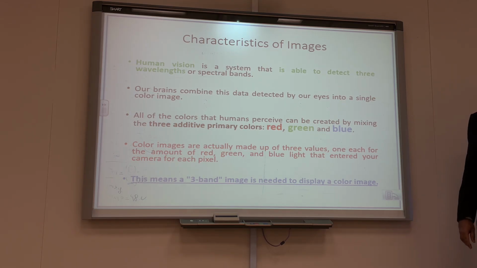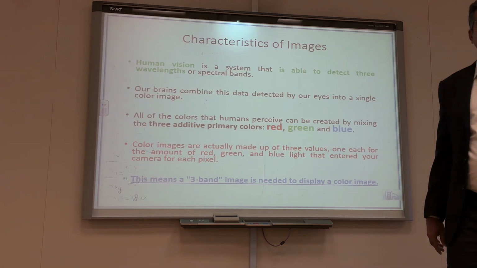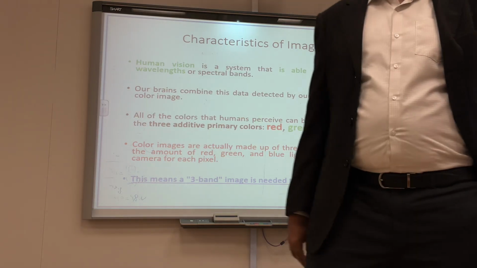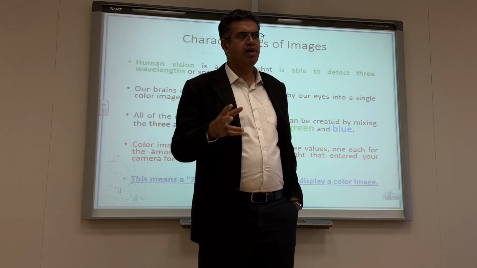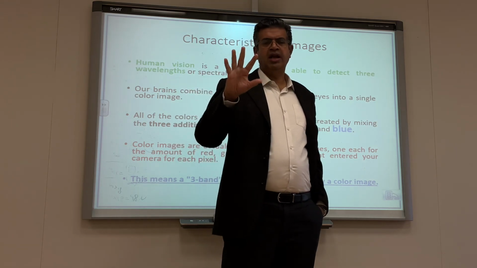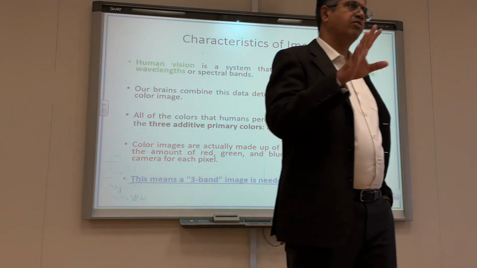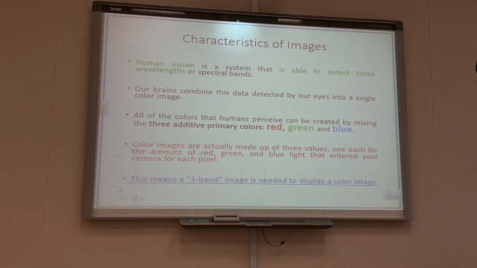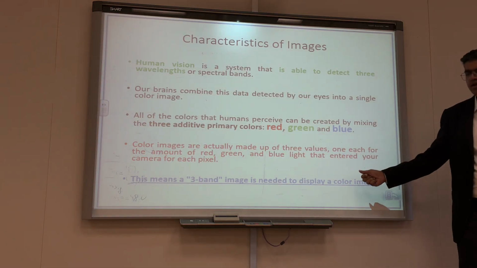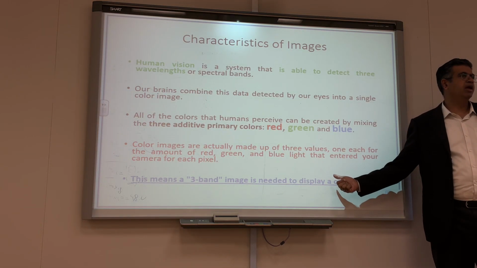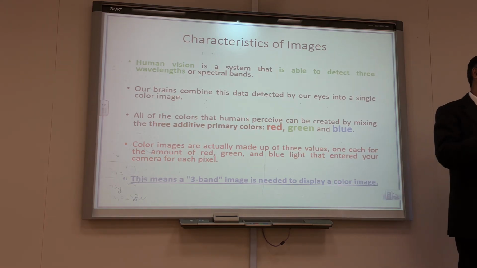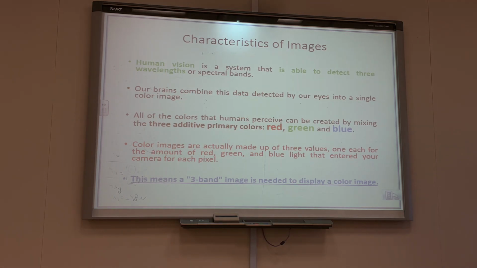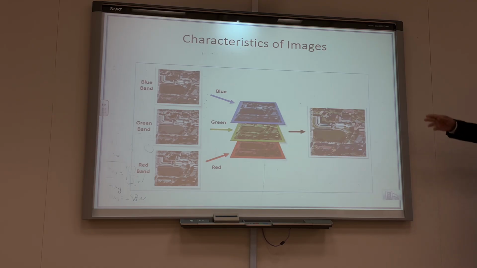Okay? If we are using 1 band, what will be the color of the image? It will be in gray scale, black and white. If we are using 2 bands, there will be color, but it will not be the actual color. It will be a false color. Okay? So we need 3 bands to display a colored image. Of course, using the 3 bands also, we can create a false colored image. That is possible.